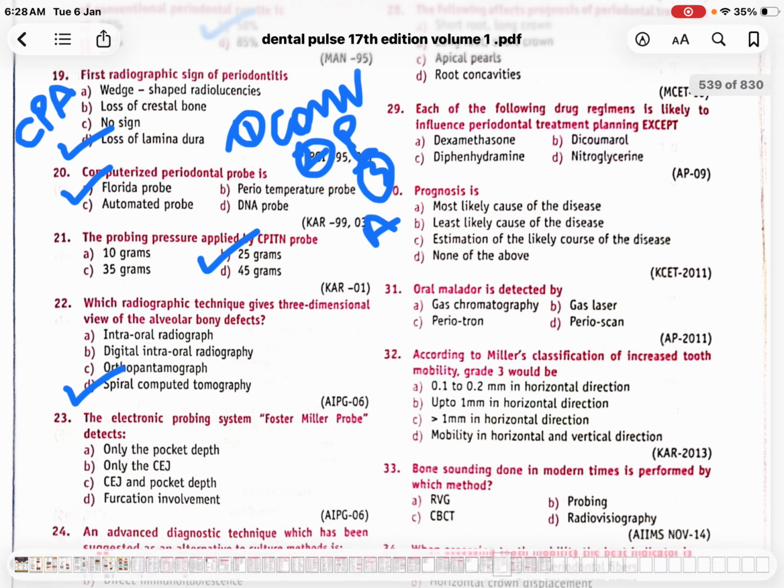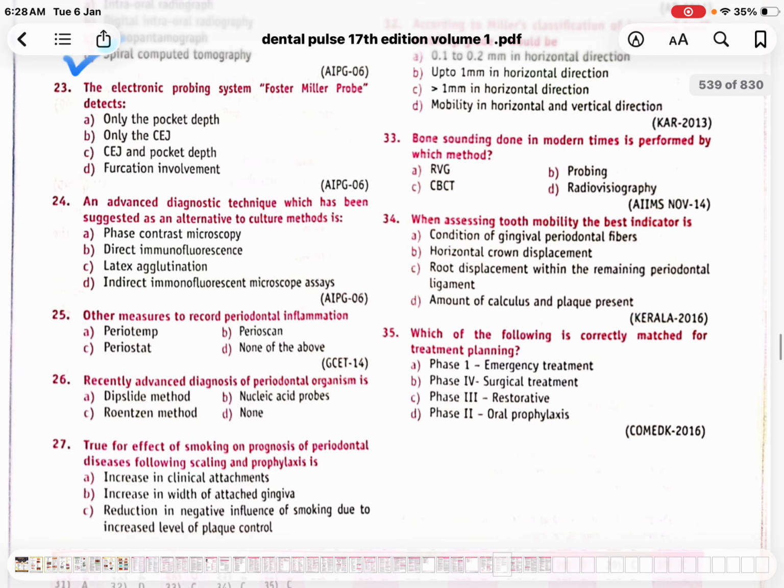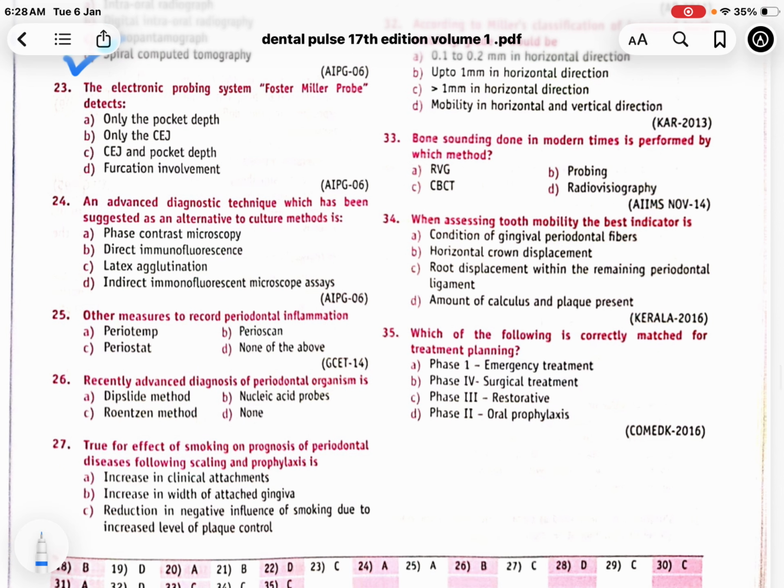So next question is 23, which says the electronic probing system Foster Miller probe detects. अभी मैंने आपको बताया था, आप देंगे इसका आंसर, बताइए. It will detect the CEJ as well as the pocket depth. Okay, cemento enamel junction बताता है ये.